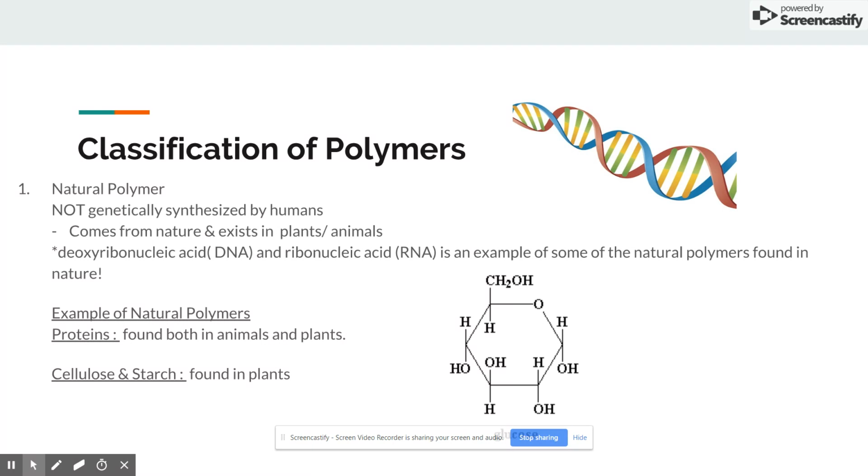I'm going to talk to you guys about the classification of polymers. The first type is a natural polymer, which is not synthesized by humans, meaning that it comes from nature, such as from plants or animals. Deoxyribonucleic acid, as well as ribonucleic acid, are examples of natural polymers found within nature. Another example is proteins, which are found in animals and plants, as well as cellulose and starch, which are found in plants.